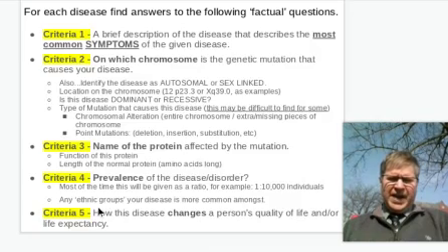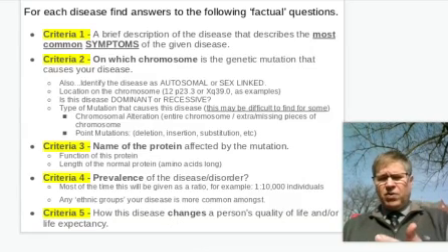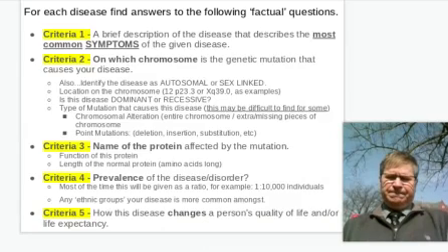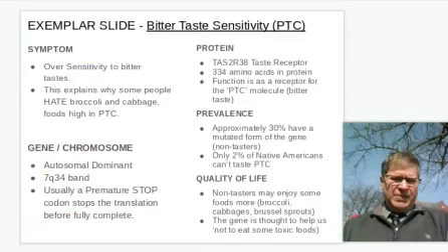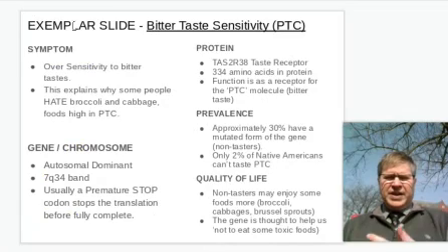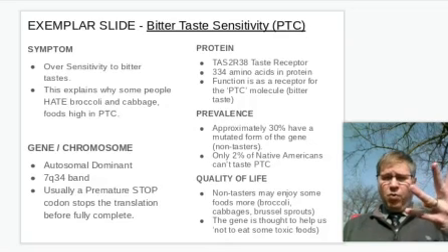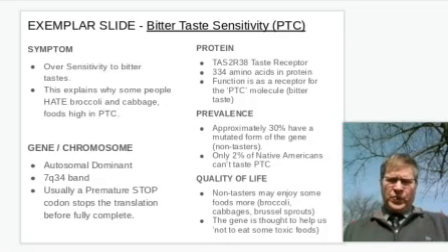And then criteria 5: how does the disease, if any, affect the quality of that person's life or their life expectancy? Okay, so how did I approach this? Let me give you this exemplar. An exemplar, if you hear that word, means here's a model, a really good model of what I would consider to be a 4-point entry.